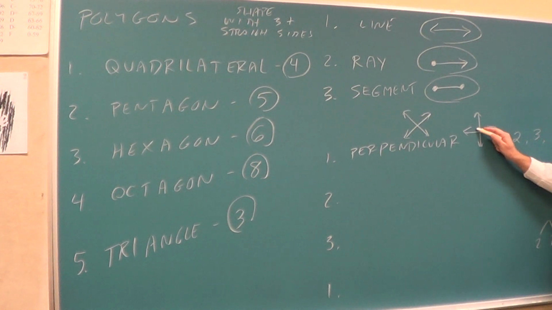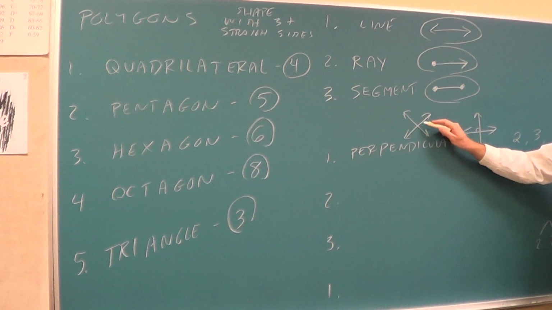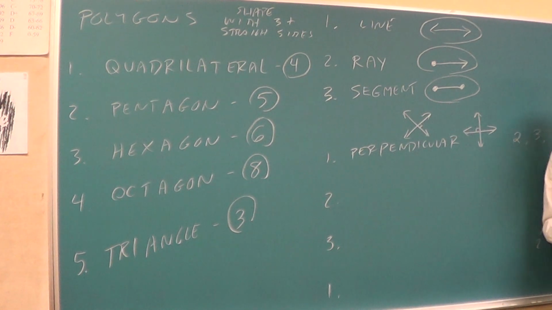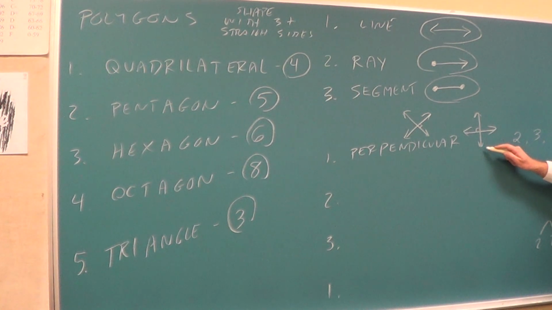To show that it's perpendicular, I'm going to draw a little square in one of the corners. It doesn't matter which corner you draw the square in, but that's just showing you made a right angle. You made a 90-degree angle. Okay, so if we cross in such a way as to make a 90-degree angle, that's going to be perpendicular.